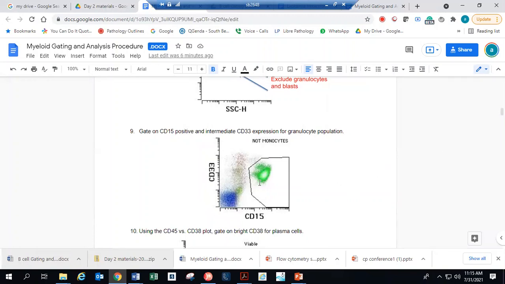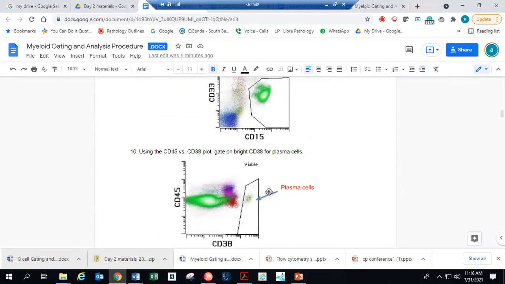Again, as I was saying, CD15 is more of a mature granulocyte marker, right? So CD15 and then CD33, another one. With bright CD15, we know that these are not monocytes, these are more of granulocytes. And then you see over here this blue population, you know that this is CD33 negative, CD15 negative. Can someone tell what kind of population is that? Anyone? Lymphocyte. Exactly. So this is not having the myeloid markers. This is more of a lymphocyte population. Very good.